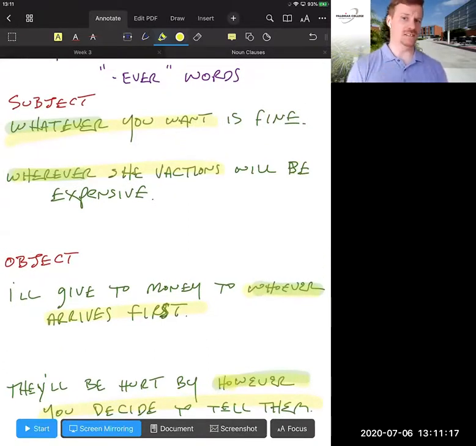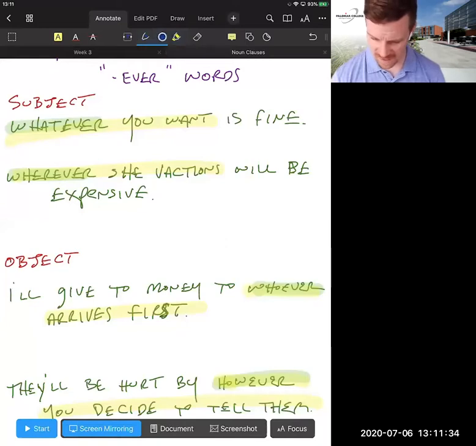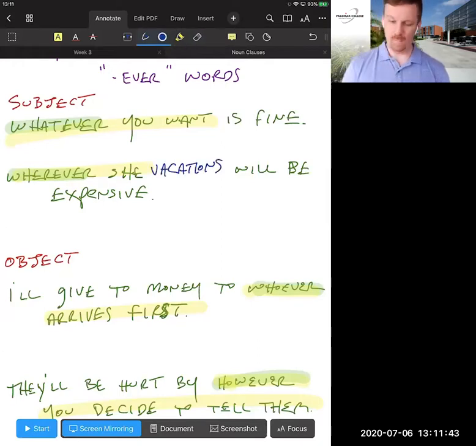Again, take out the noun clause and say something. Something is fine. What is that something? We need to describe it so the listener understands what we are talking about. We describe it with a noun clause. Whatever you want is the thing that's fine. Wherever she vacations, I should say vacations and not vacations. Wherever she vacations will be expensive. So that whole thing right here is the noun clause, wherever she vacations.